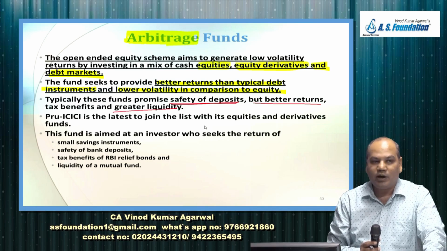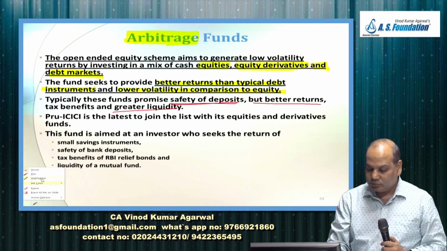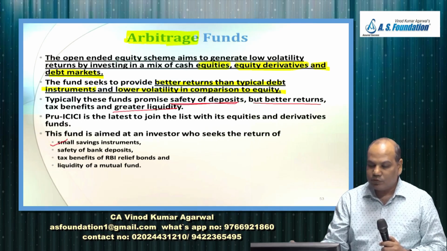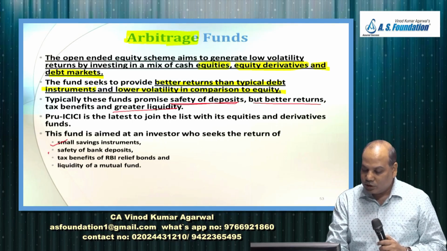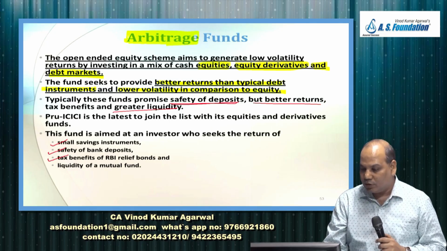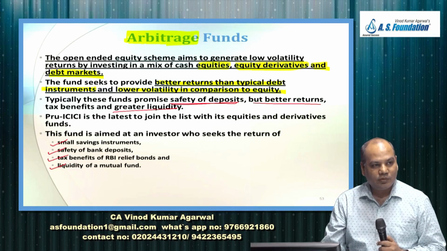This fund is aimed at an investor. Good for which investor? He wants the benefit of a small saving instrument also, less risk. He wants the safety of a bank deposit also. He wants the tax benefit of an RBI relief bond also. And he wants the liquidity of a mutual fund. Okay. So you want Katrina also, Deepika also, Anushka also, and Alia also. All in one. Arbitrage fund.